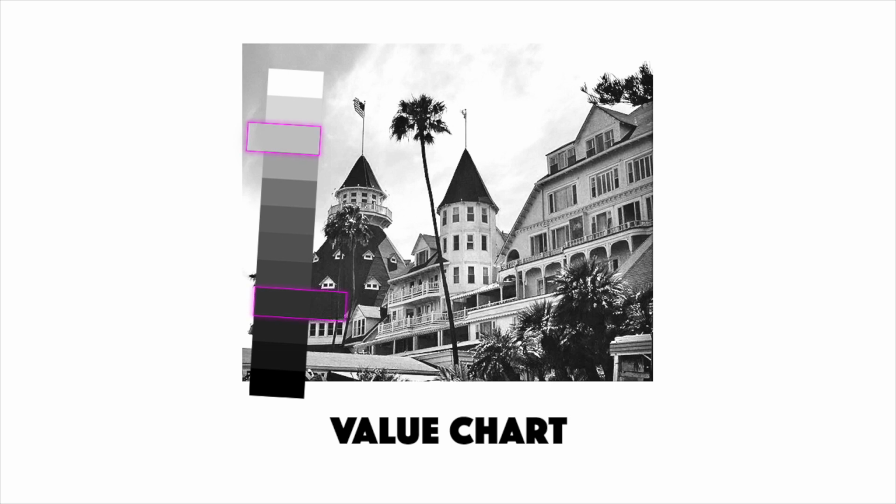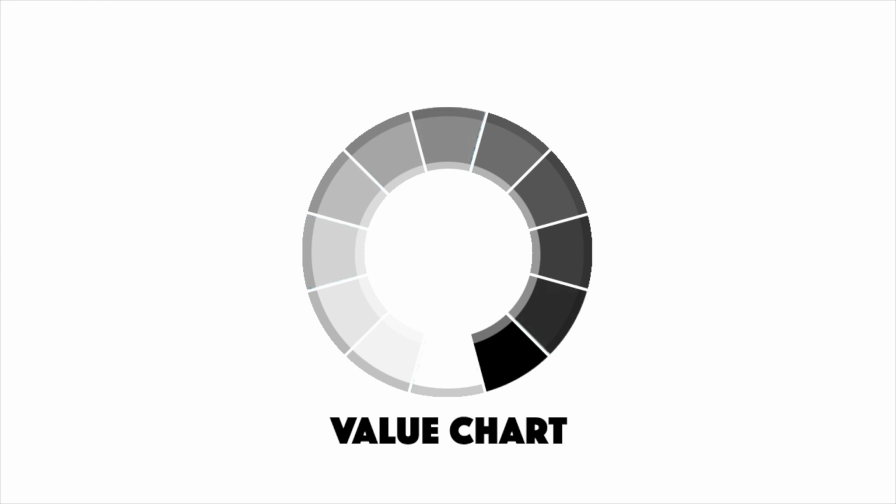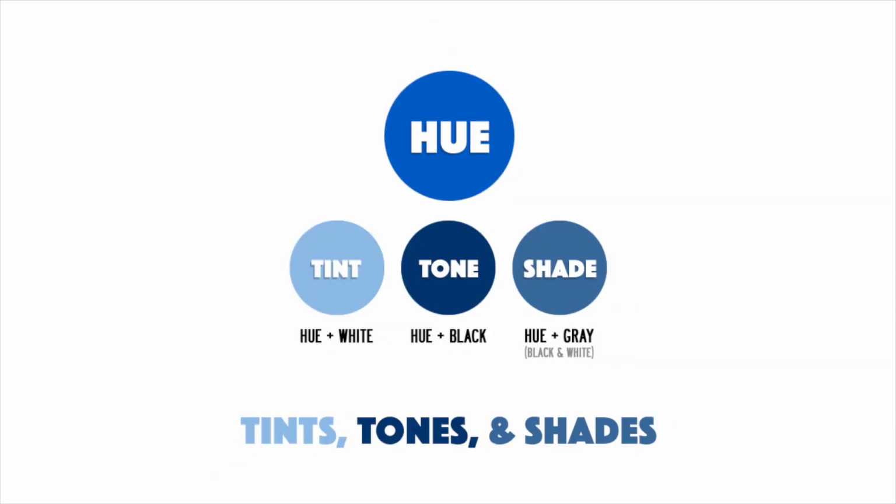We can even make a value chart that is designed like a color wheel. This can be helpful if we want to make a value chart showing tints and tones of a specific color. So, choosing a color, also known as a hue, we can apply black and white to change that hue to make it lighter or darker to help make a new value chart for that color. Adding white to a color is called a tint, and adding black to a color is called a tone. Adding both black and white to a color, or gray, is called a shade.